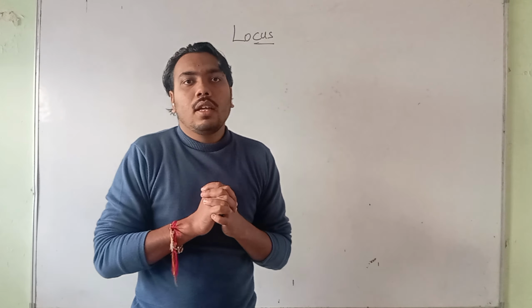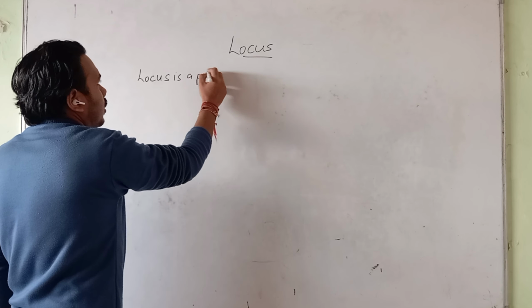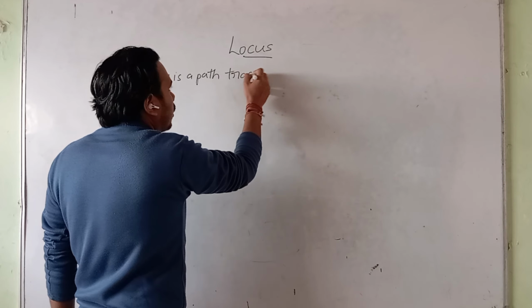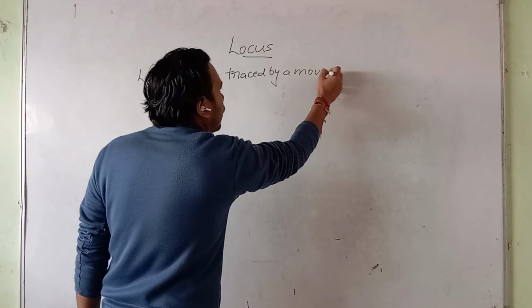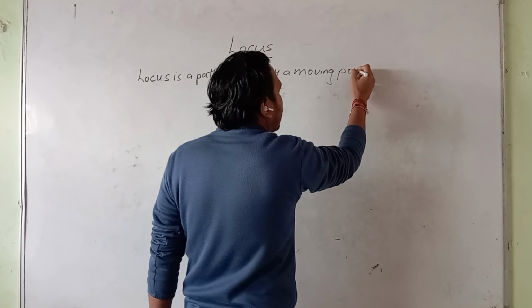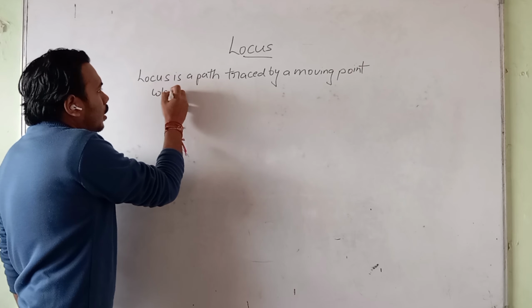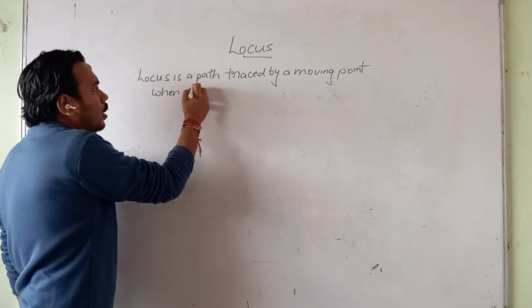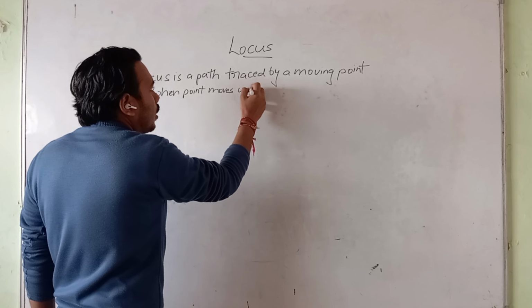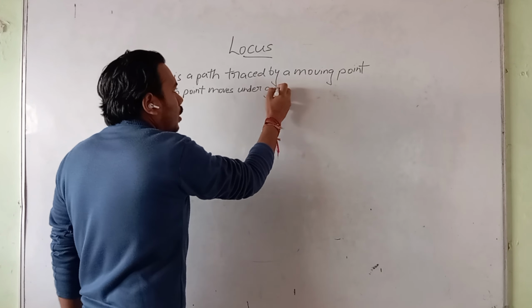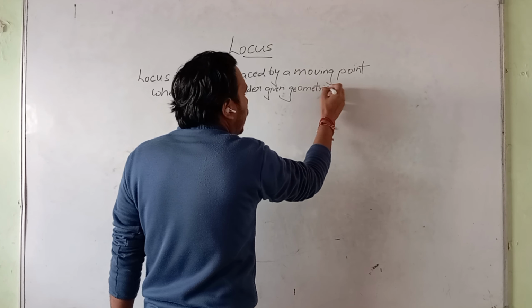Let's start by writing the definition. Locus is a path traced by a moving point. How does this point move? When the point moves under a given geometrical condition. The point moves according to a geometrical condition.